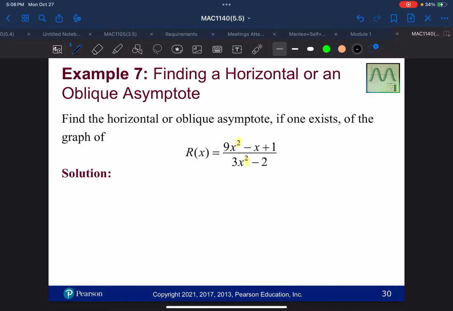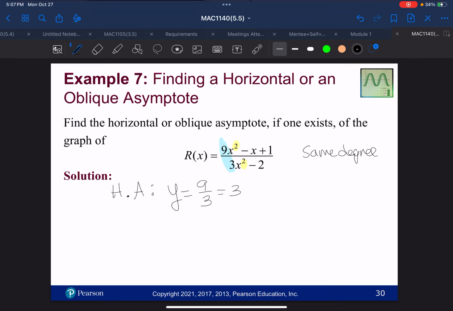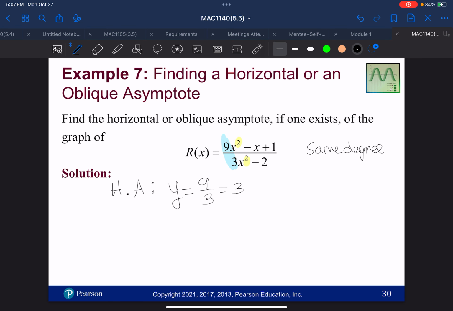So when they are the same degree, then the horizontal asymptote, which I'm just going to abbreviate as h.a. now, this will be equal to y equals, so same degree will be the same thing that we see right in front of those two leading terms, which is 9 over 3. So the horizontal asymptote is equal to 9 over 3, which is just 3. Okay.